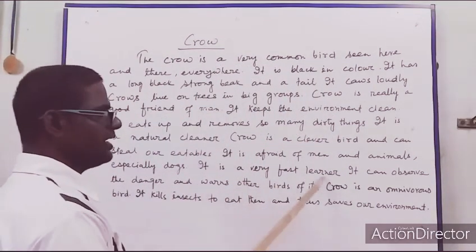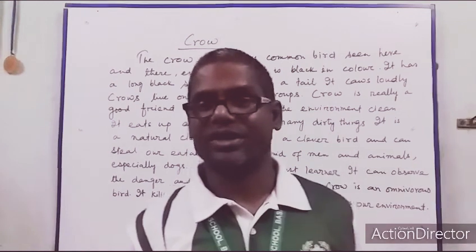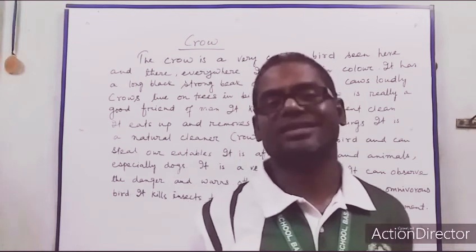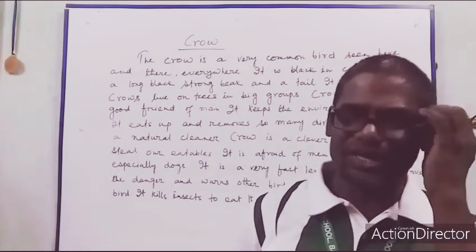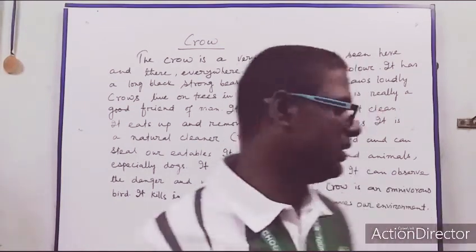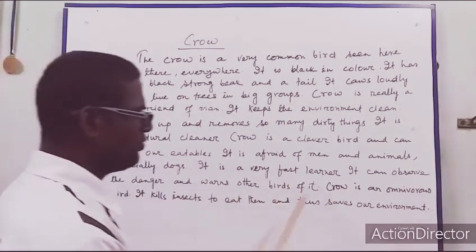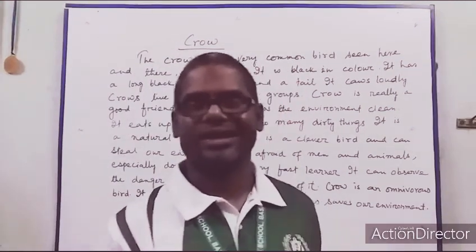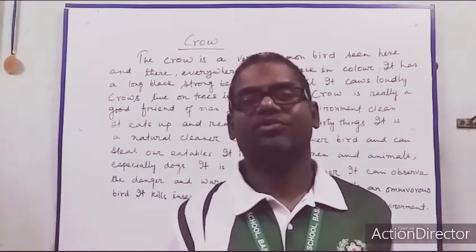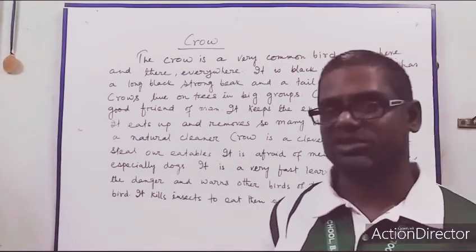It is a very fast learner. As some students are very rapid learners, among the birds, the crow is a rapid learner. That means whatever it needs to learn, it learns very quickly. It can observe the danger and warn other birds of it. So the crow can notice the danger, predict the danger, and before the danger comes, it can warn all other birds. This is the specialty of the crow.